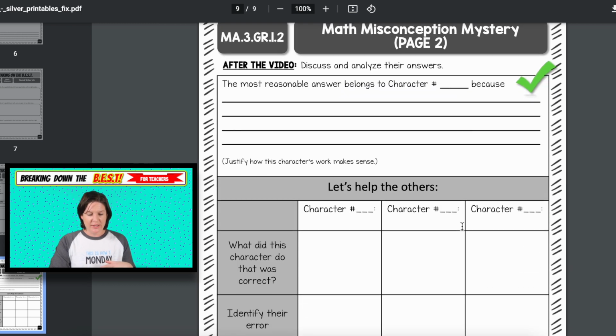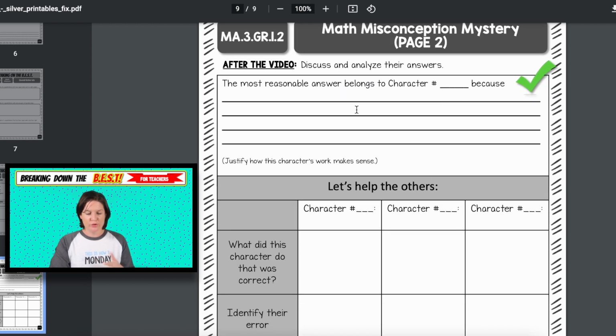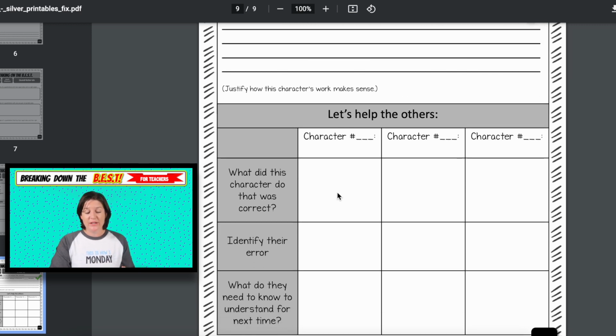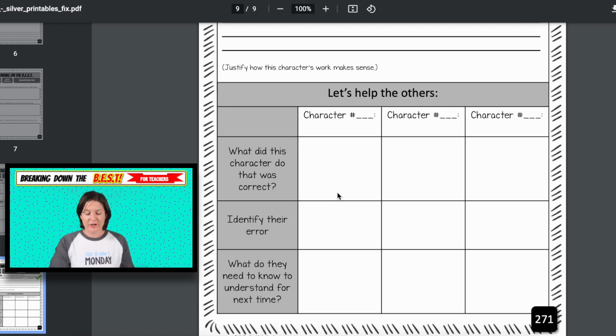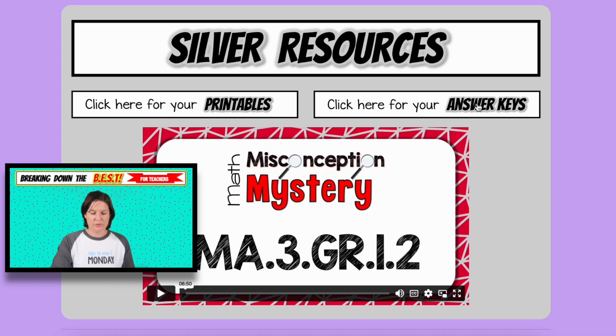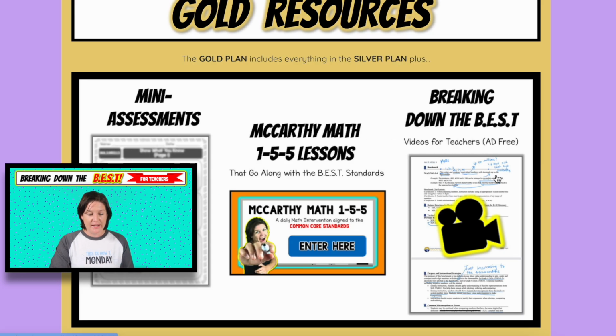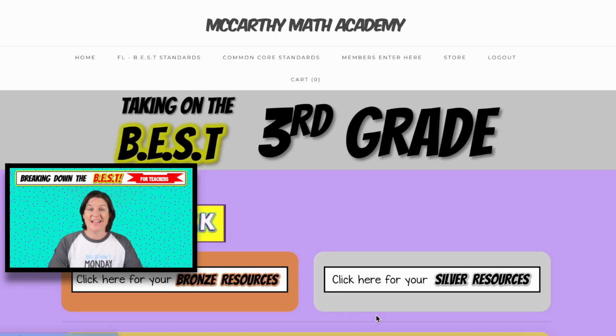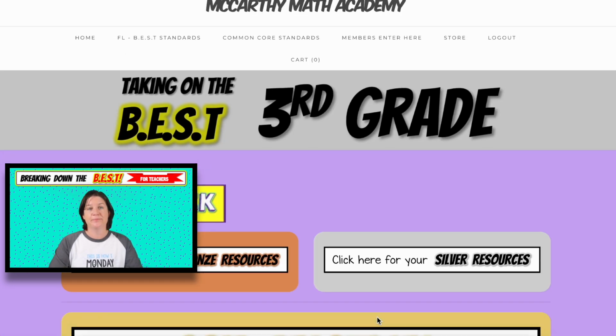After they watch the video lesson, your students will then fill out their detective report, explaining who the most reasonable answer belongs to, and then evaluating the work of the other 3 characters, okay? So that is our silver plan. You got your answer keys right there for everything that we just went over. And if you are a gold member, you also have the gold plan that gives you access to even more.